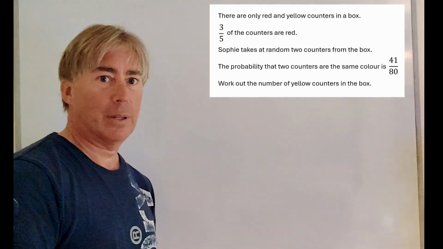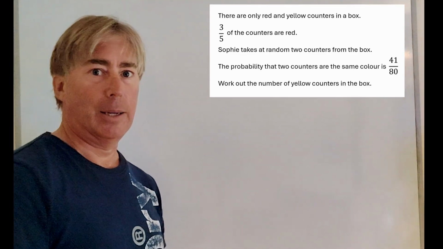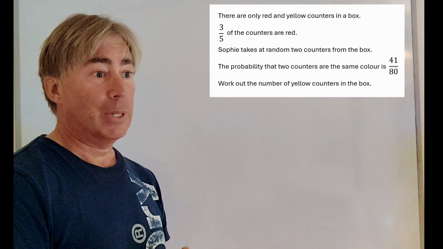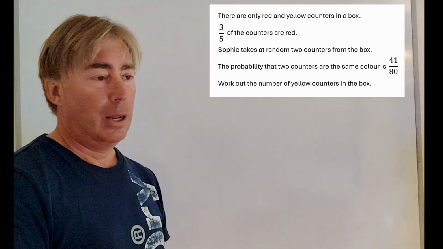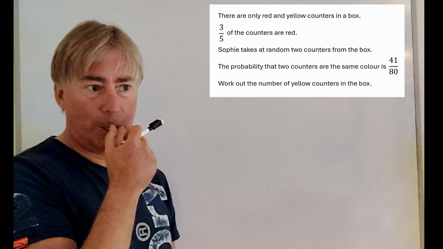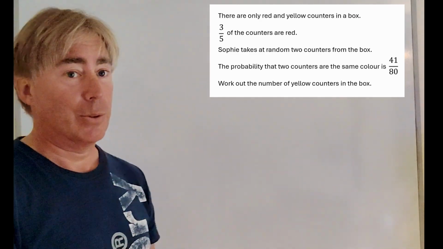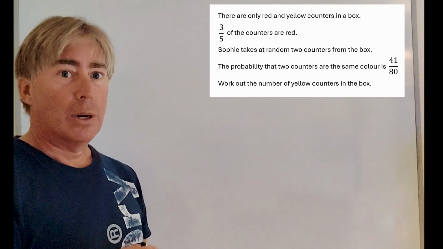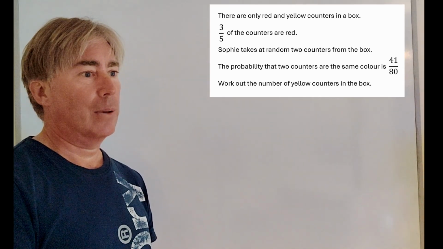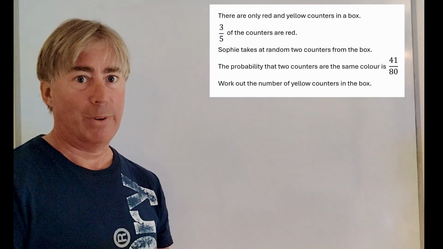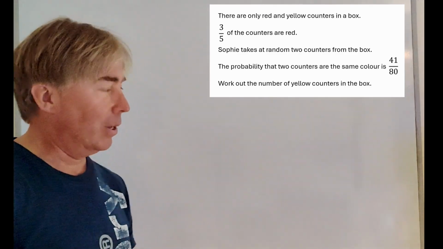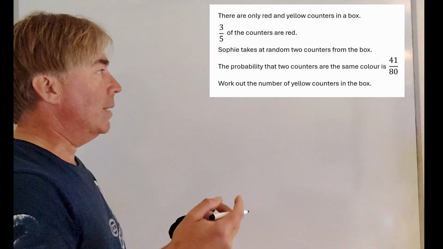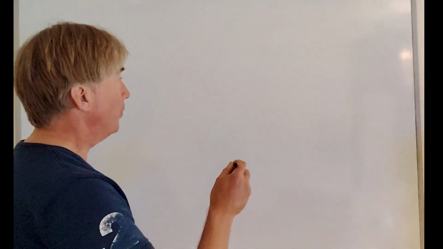So we're basically told that there are only red and yellow counters in a bag. The probability of getting a red counter is 3/5. By inference, the probability of getting a yellow counter is 2/5. But we're not told how many there are. We're also told that the probability of getting two counters of the same colour is 41/80ths. We need to set up some kind of equation here.